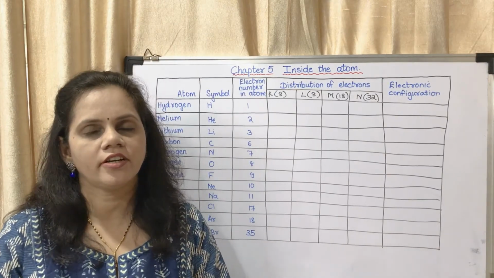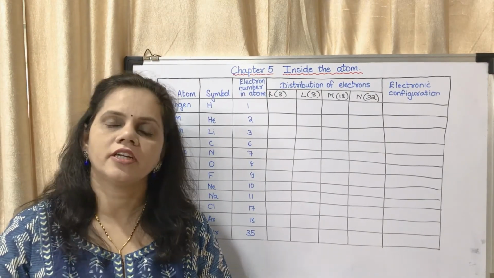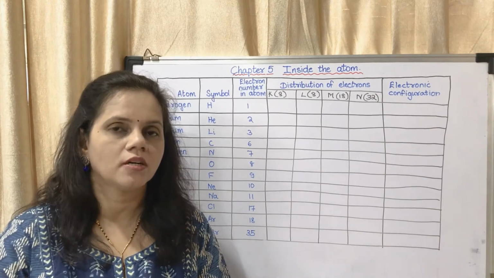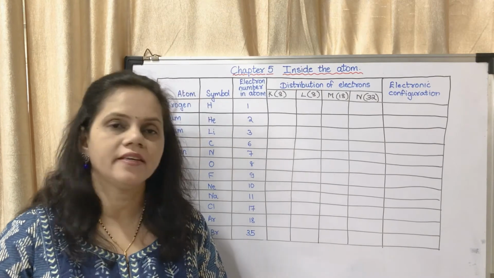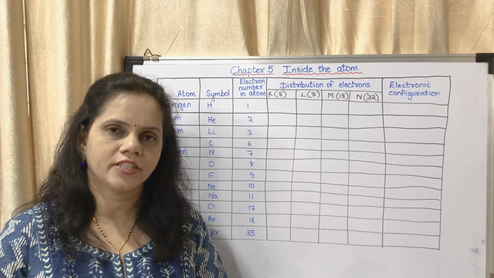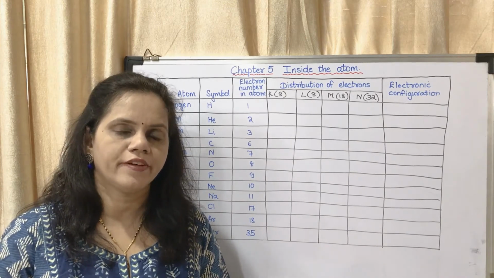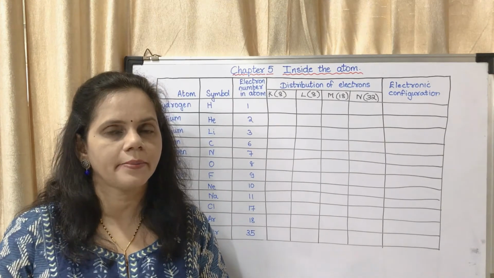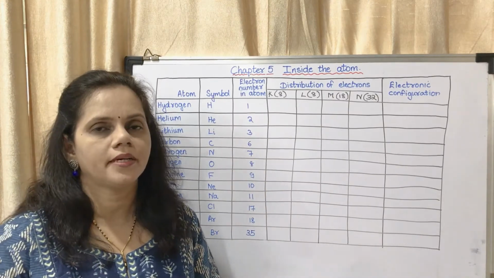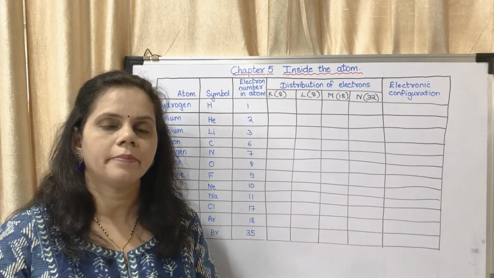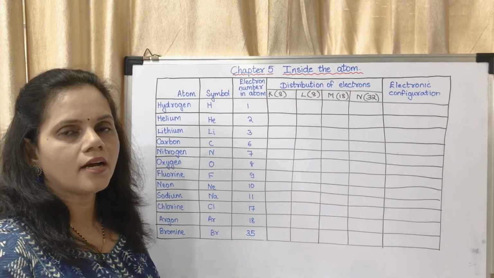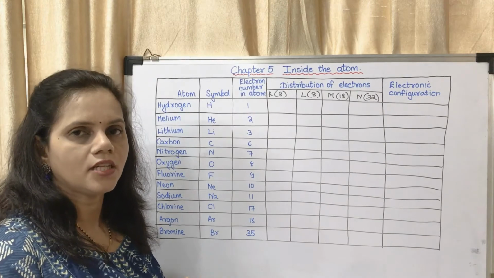Now we will see the electronic distribution or electronic configuration of some elements which has been given in the textbook. Page number 33, figure 5.7. They have given the number of electrons. Basically, the number of electrons is the same as the atomic number. Here they haven't given the atomic number, they have given the number of electrons. So I will show you how they are arranged in every shell.